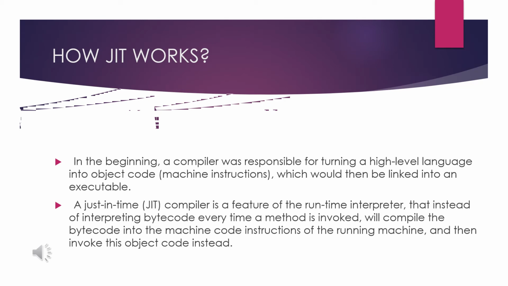It transfers the TypeScript code into JavaScript code, which is converted to bytecode. Every time a method is invoked, we compile the bytecode into machine code instructions for the running machine, and then invoke this object code instead. This means the compiling is done at the stage when we see the browser, so the build happens at that time. Whenever we click on a method, that method is compiled and executed at that time only.